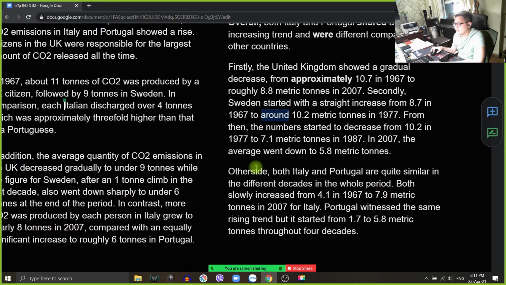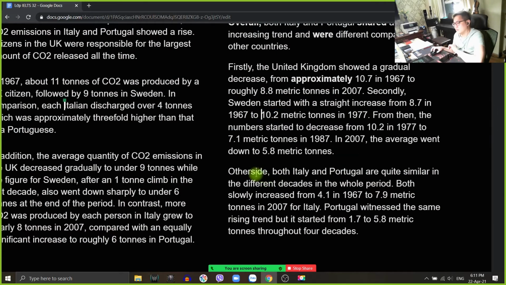You don't have to say roughly all around, all the time, you know. Không cần phải nói là sấp xỉ đâu. You don't need to mention that. I mean, roughly, you could just mention that number. You don't have to say approximately or roughly something all the time.